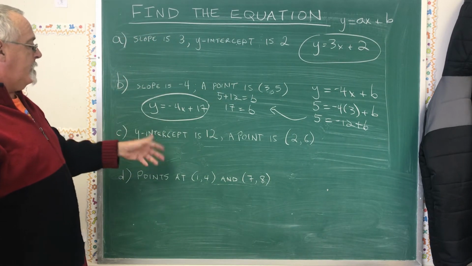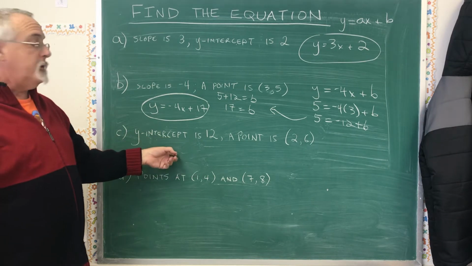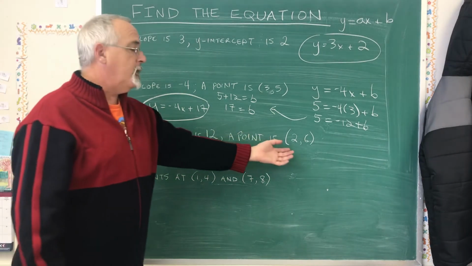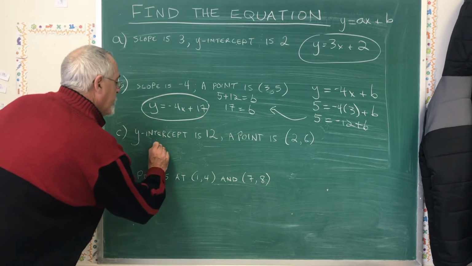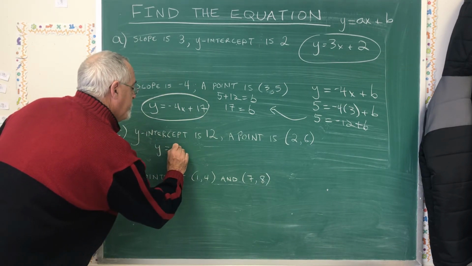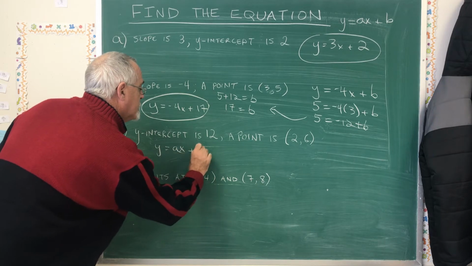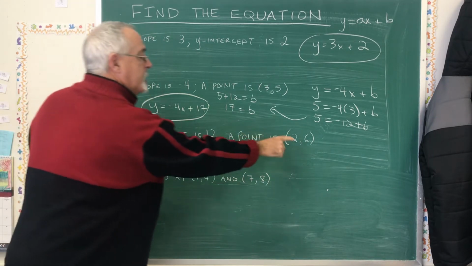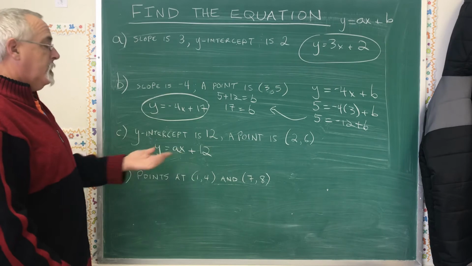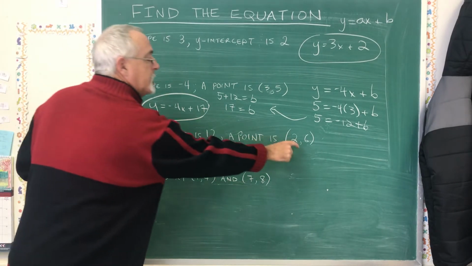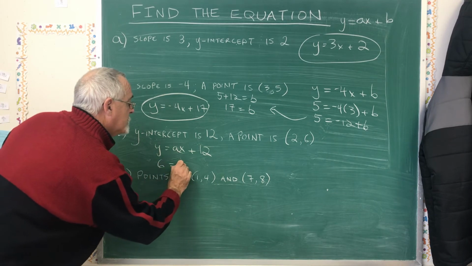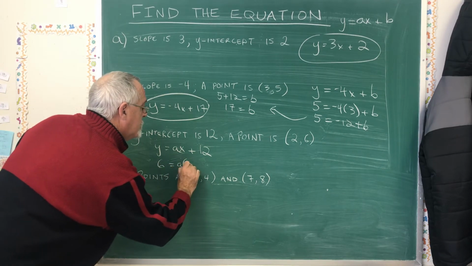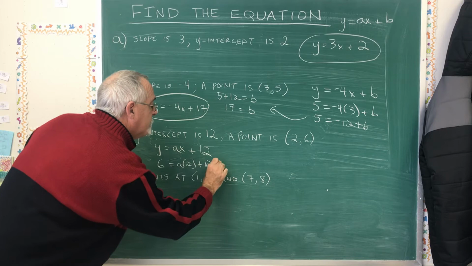For C, the third example, this time we're given the y-intercept, but not the slope. We're given the y-intercept in a point. So the y-intercept is 12. Therefore, I have y equals ax plus 12. And I'm given a point. So I can do a similar thing. I'm going to replace the y and the x with the x and y coordinates of this point. So 6 equals a times 2 plus 12.